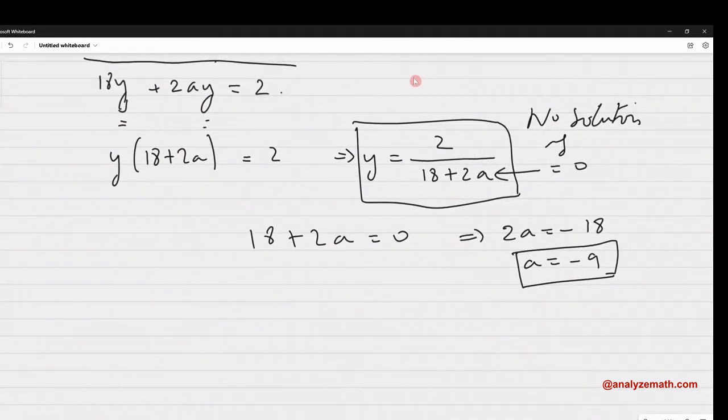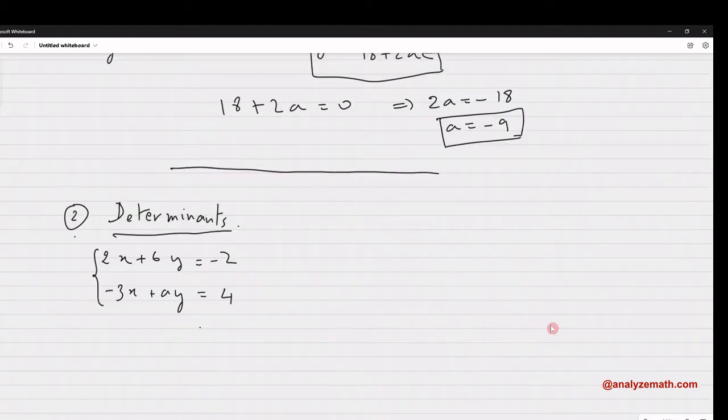This is one way to do it, and we don't need to go any further, because if you cannot find y for the system, you will not be able to find x. The second method we are going to use is the method of the determinant. Now let's review this first.